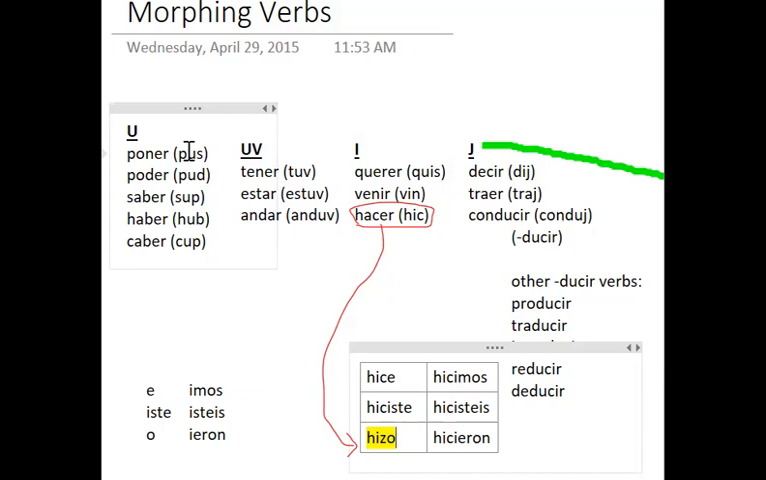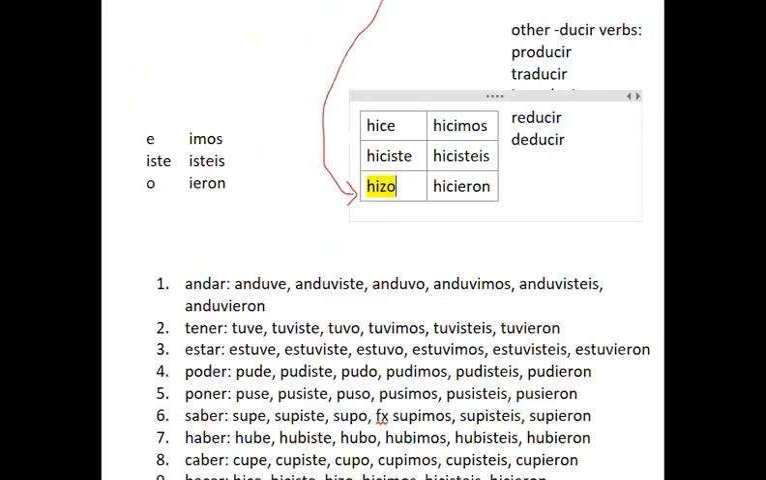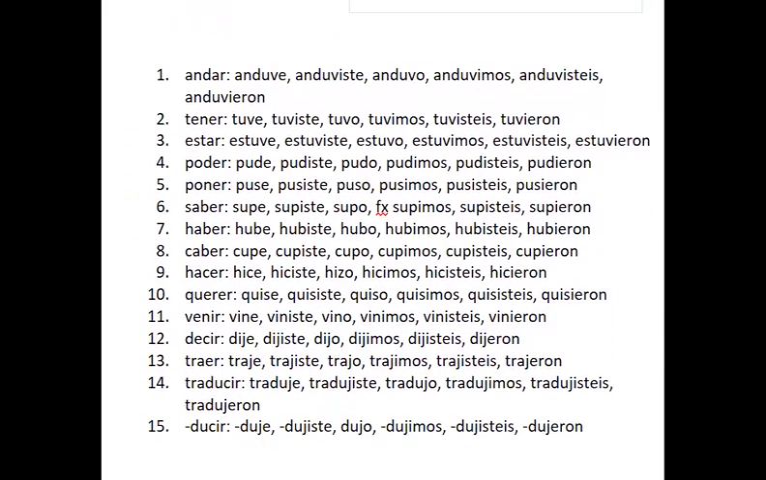Everything else would work out perfectly. You take your stem, you add your endings, and you'll see that it gets conjugated very well. And in fact, let me show you a little peek of some of these verbs we've already talked about. Here are the UV ones. You can see them all conjugated out. Andar becomes ANDUV. That's the stem in every form. So if you look beyond this yo form here, they all have ANDUV in it. And then the endings are consistent. E, iste, o, imos, isteis, ieron. You'll notice there are zero accent marks in any of these conjugations.